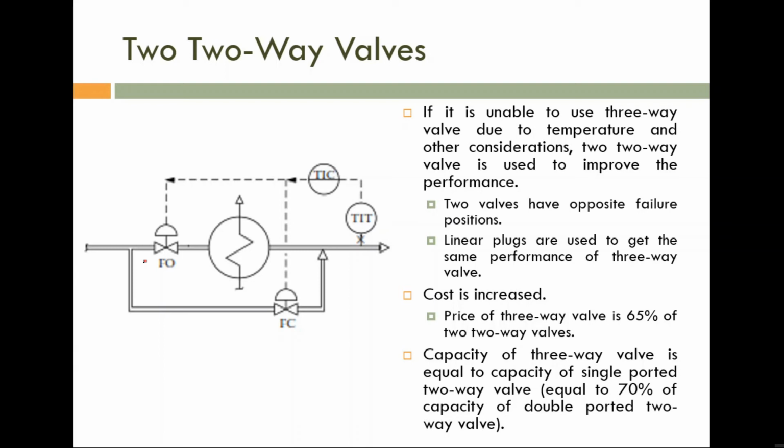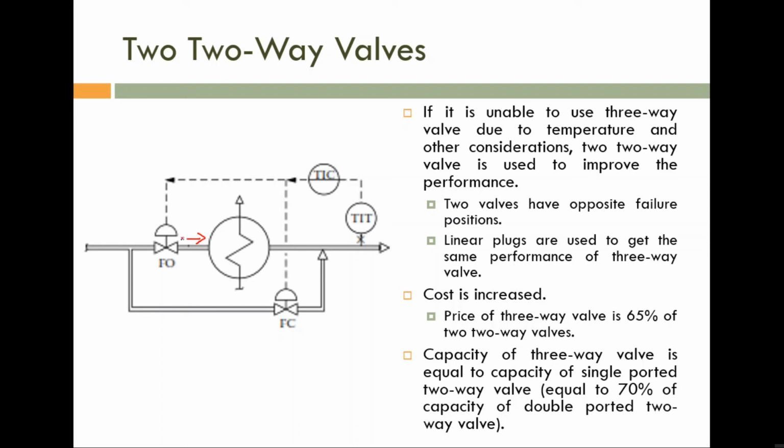then we have to replace the three-way valve with two-way valves, where one valve is placed in the main line. This one is the main line. The second valve is placed in the bypass line. These two valves are operated by using the same control signal, with only one difference: one valve is a fail to open valve and the second valve is a fail to close valve.